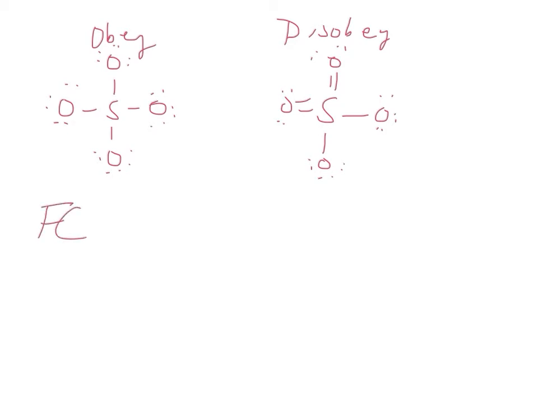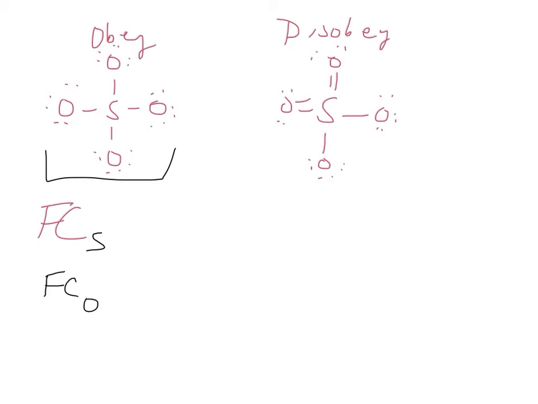Formal charge. This is where formal charge becomes very important. Okay? So, remember, formal charge is equal to the number of valence electrons minus half the number of bonding electrons minus the number of non-bonding electrons. Okay? So, let's deal with the obey, the octet rule. Okay? I've got to do formal charge calculations on the sulfur and each of the oxygens.